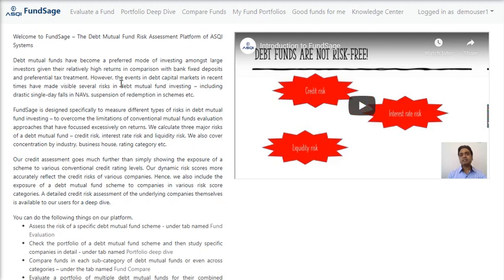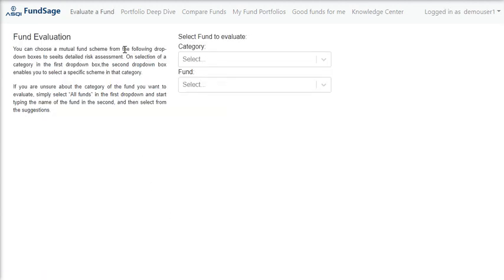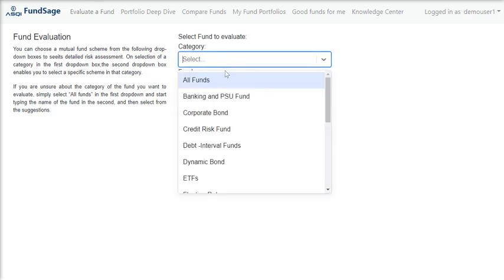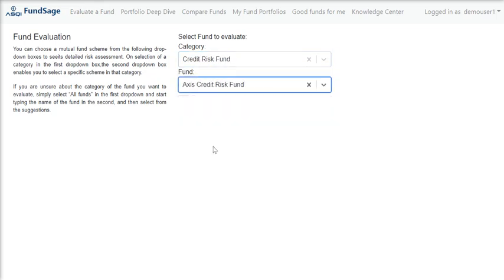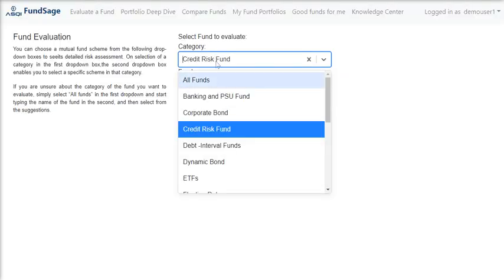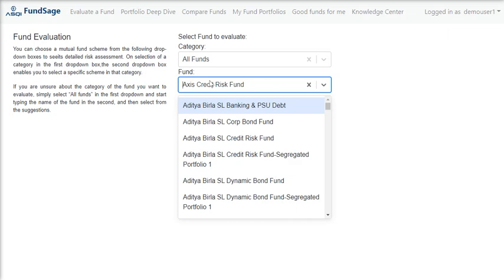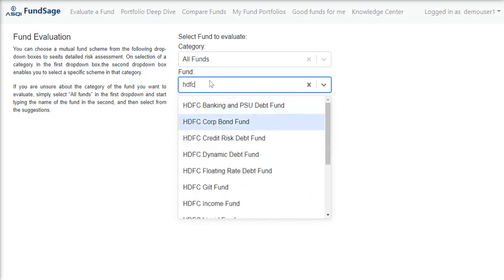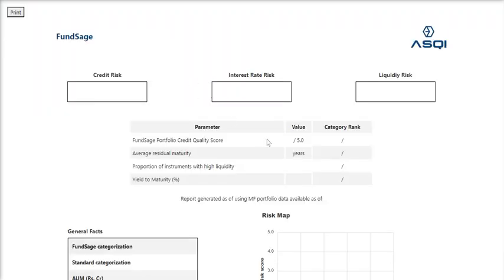So this is the landing page. We want to go to this tab called Evaluate a Fund. You can either select a category and in that click on a fund, which opens into a new window, or you can actually select all funds. Start by typing out the name of the fund that interests you, which opens in a new window as well.